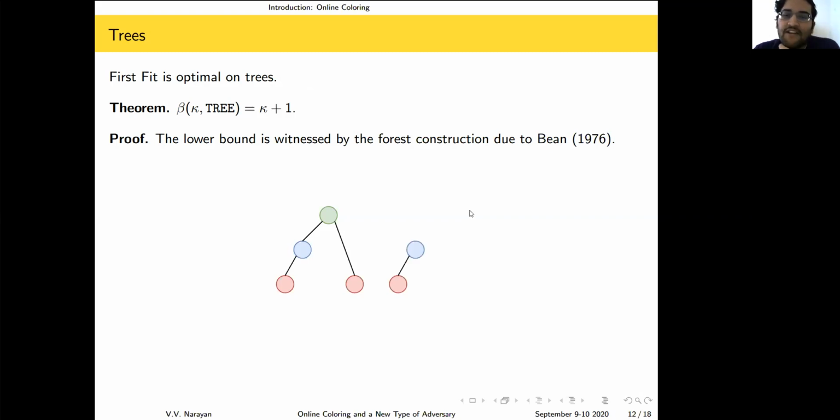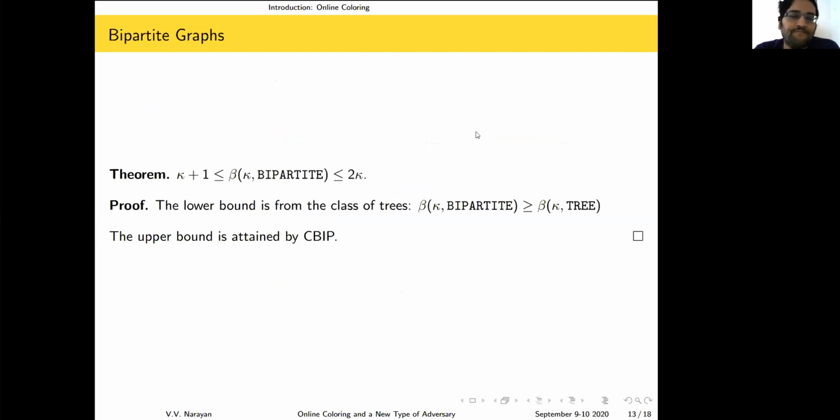And you can just repeat this process now. If kappa is now 3, you can do this, set this component aside, and then create two more components, and for each connected component, you're going to be able to identify one vertex that has a unique color and connect a new vertex to those for any algorithm. So this proves the lower bound and proves that first fit is optimal on trees.